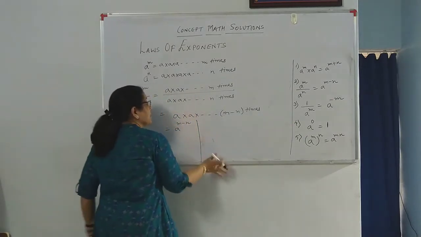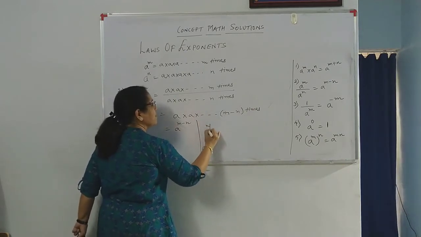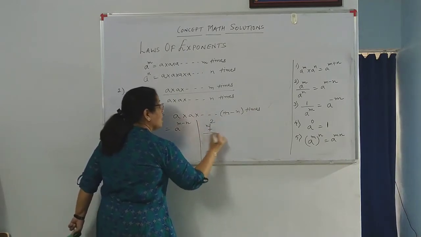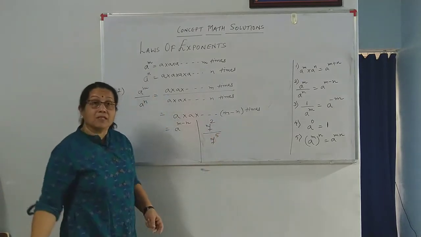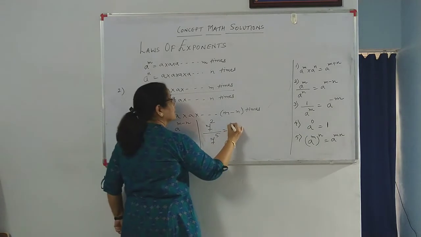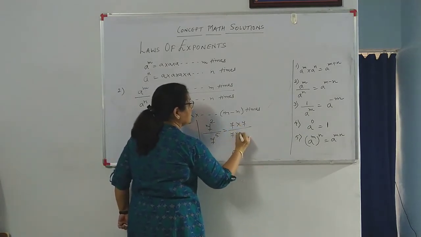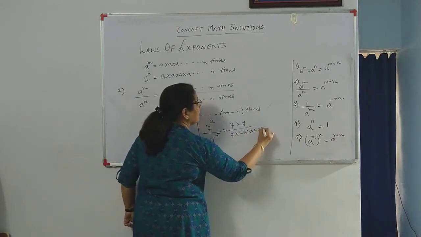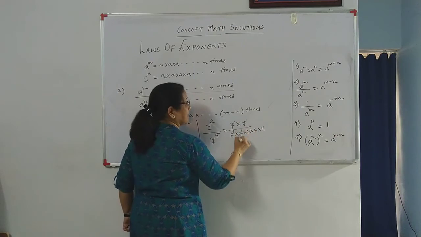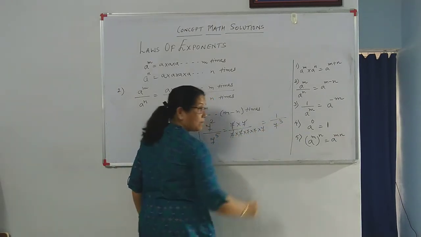So we have, say, again we will take some other number, 7 to the power 2 upon 7 to the power 5. Yes? Now 7 to the power 2 is 7 into 7, upon 7 to the power 5, which is 7 five times. Yes? And you will see these two get cancelled. So it is 1 by 7 to the power 3.